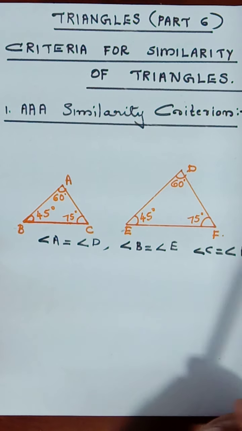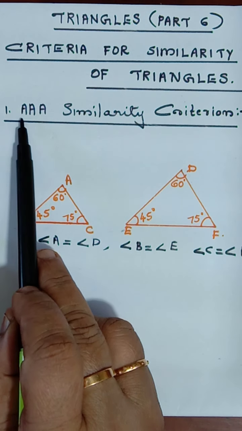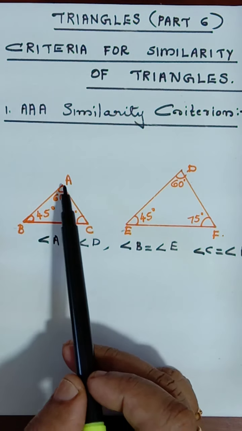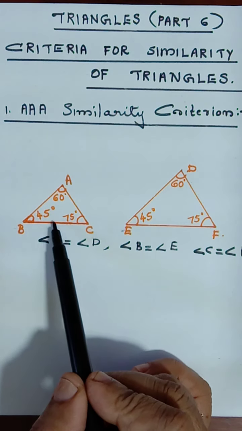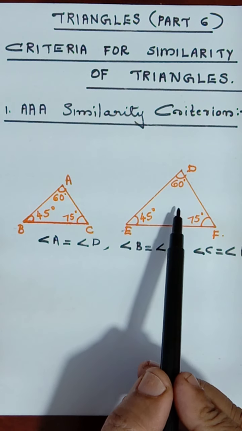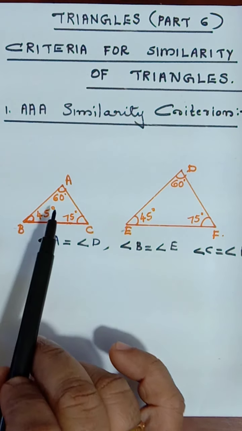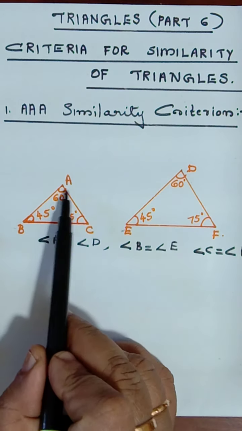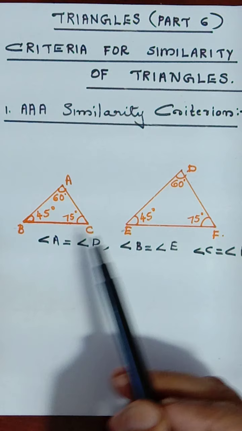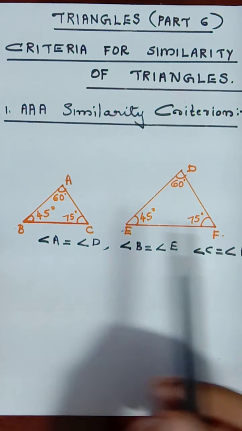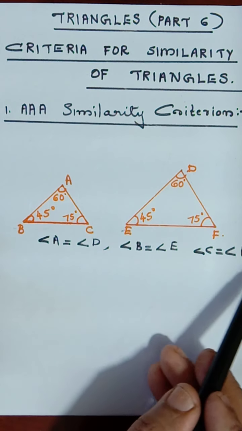Again we have to come back to the statement for AAA similarity criterion. Why this name AAA? That is because we are going to consider or compare three angles of one triangle with three angles of other triangle. So we found out that the corresponding angles are equal. If in two triangles the corresponding angles are equal, then the corresponding sides are proportional. That is, angle A is equal to D, angle B is equal to E, angle C is equal to F.